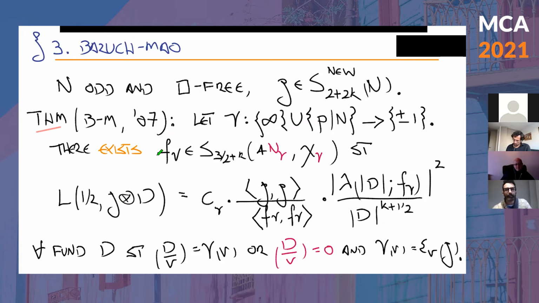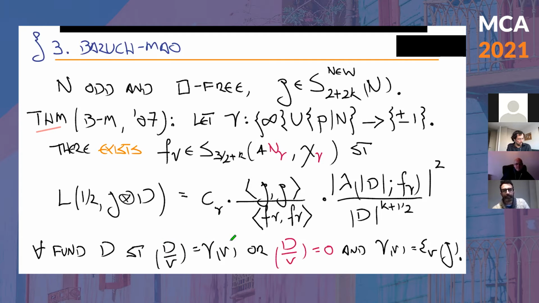And what they show is that you have an arbitrary modular form F gamma satisfying Waldspurger's formula for discriminants satisfying local conditions given by the function gamma. So these quadratic conditions, both for the Archimedean prime and for these primes, do have to agree with the function gamma that we fixed.